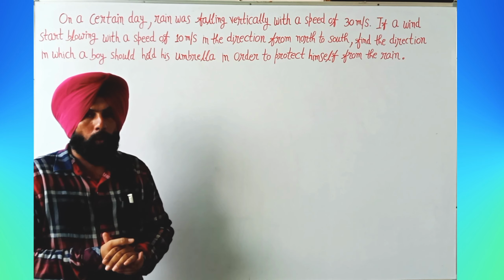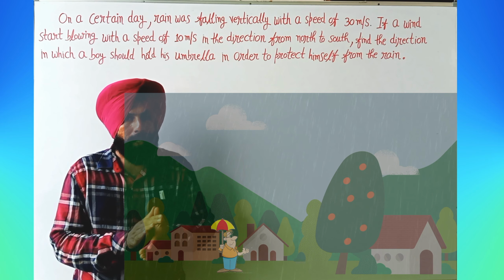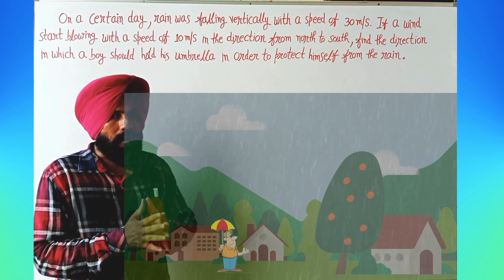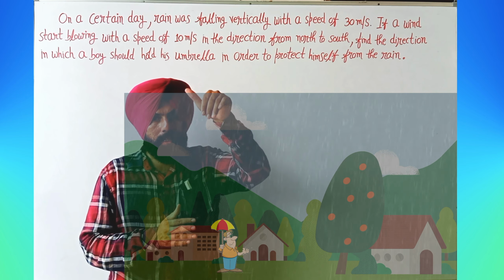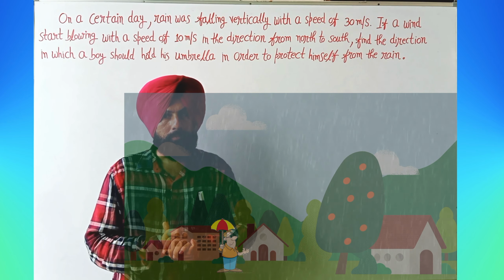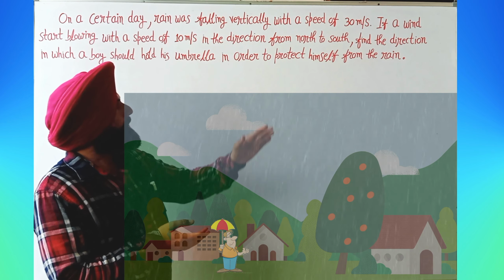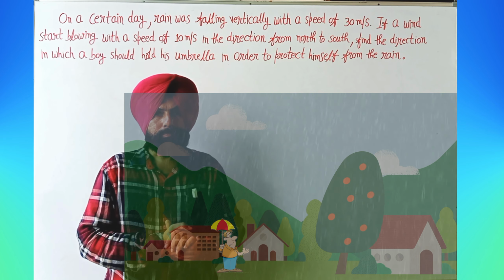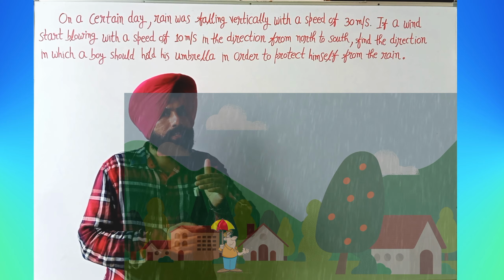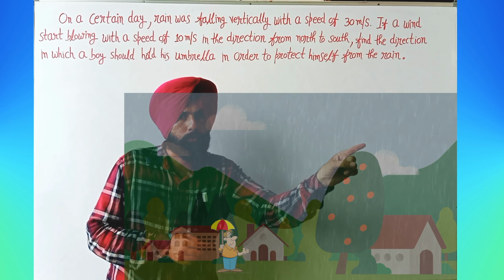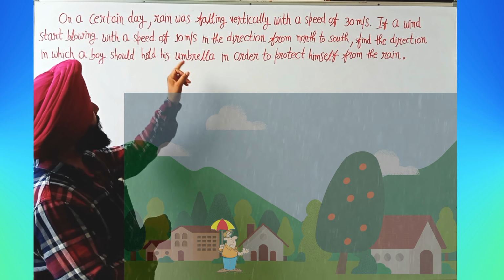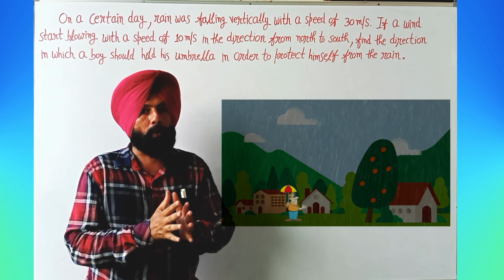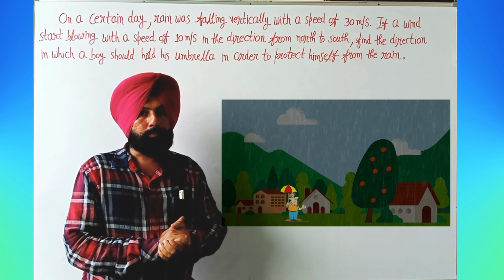Now you are looking on the screen a boy, or you can say a man, having an umbrella. Now rain starts vertically downward, having speed 30 meters per second. When the rain starts, wind is also blowing from north to south with a speed of 10 meters per second. Now what we have to find in this numerical?